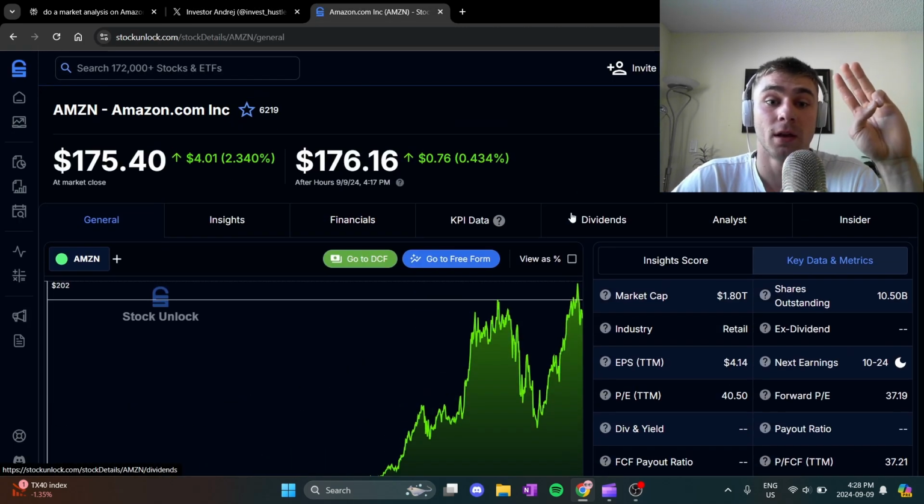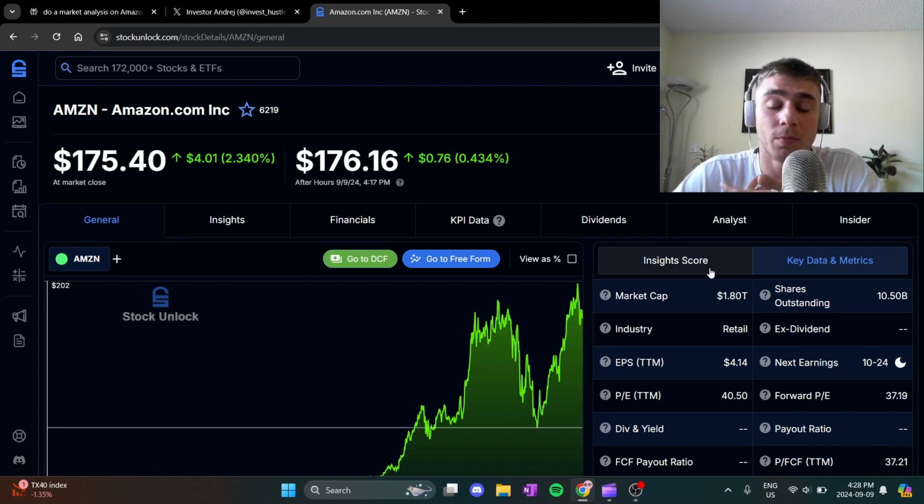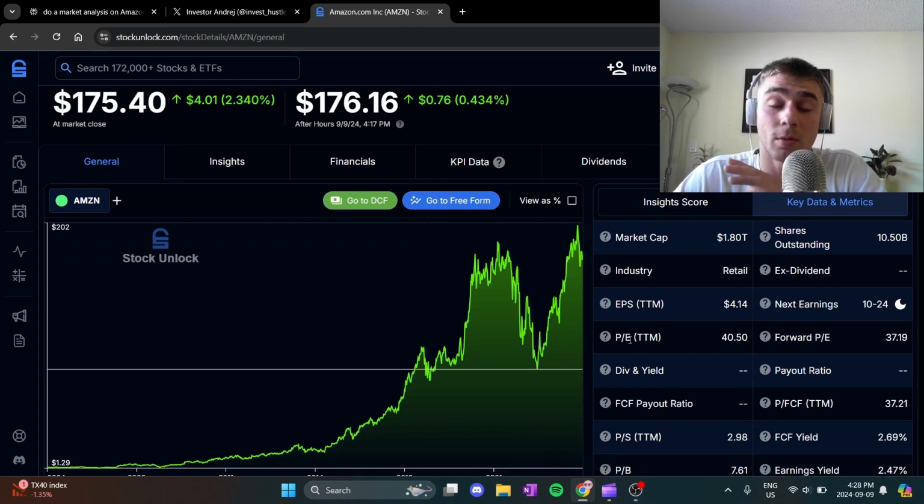Next is Stock Unlock. So I really, really like Stock Unlock. So for years, I was just using Yahoo Finance. And with Yahoo Finance, you pretty much have all the same things, besides a couple cool features we're going to go over. But Stock Unlock just does it better.